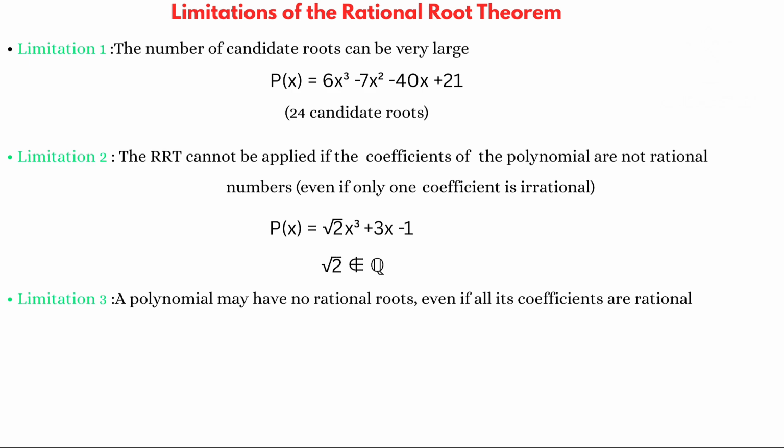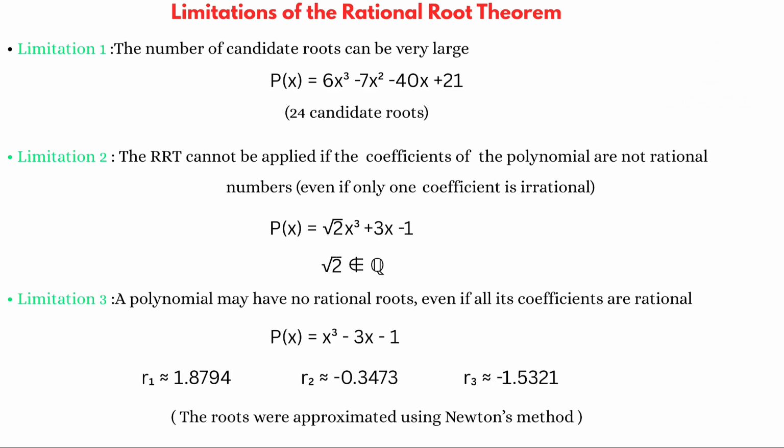Limitation 3. A polynomial may have no rational roots, even if all coefficients are rational. In the example in front of you, we cannot use Euclidean division or identification because all the roots are irrational. This is different from the examples we saw before, which had at least one rational root. Here, we can use Newton's method, for example, to approximate the root.